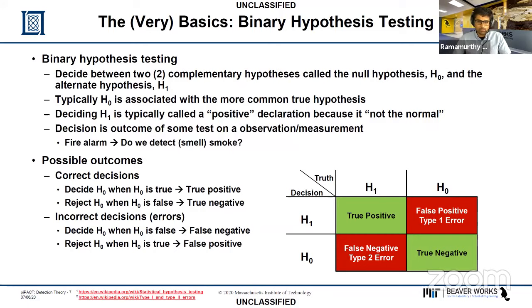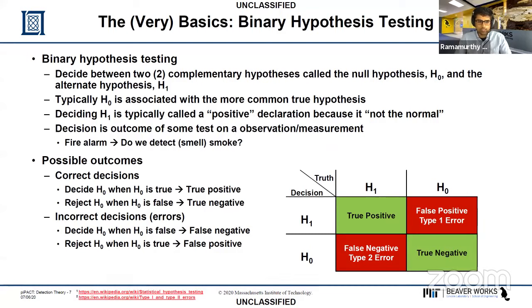Deciding H1 is typically called the positive declaration because it's not the normal, right? When we make a declaration, it's usually a flag or a decision that we should take notice of something, that we should do something after I declare H1. If I declare H0, go about your business. Don't worry about it. Moving on.